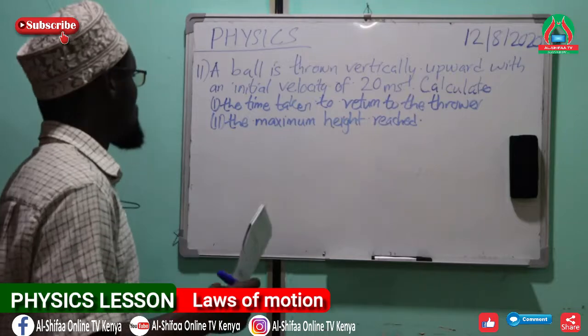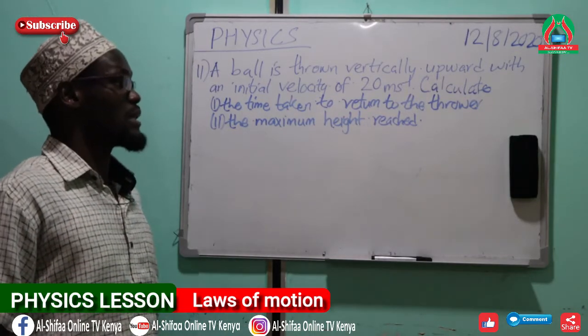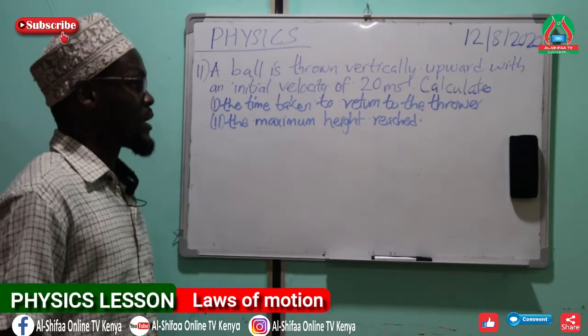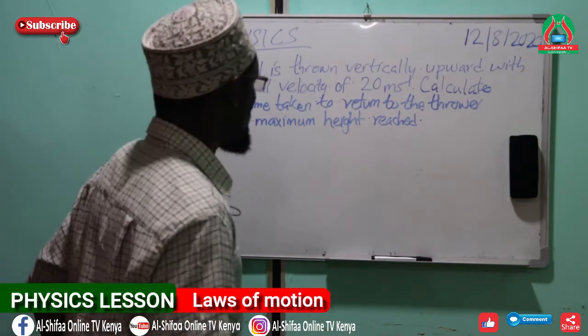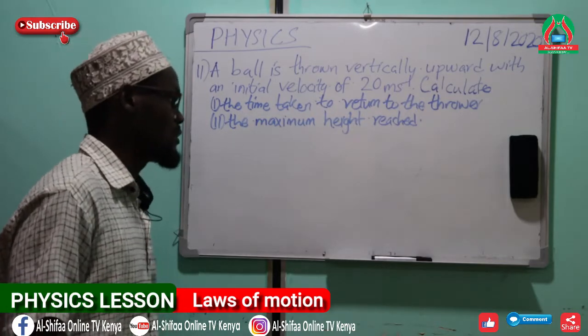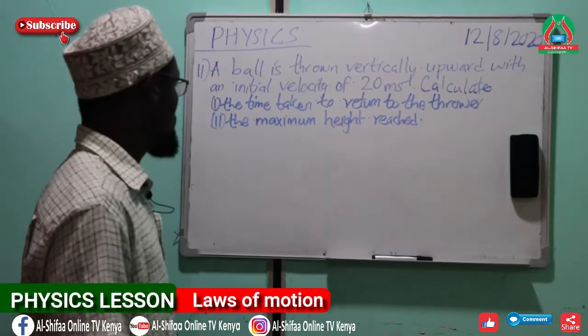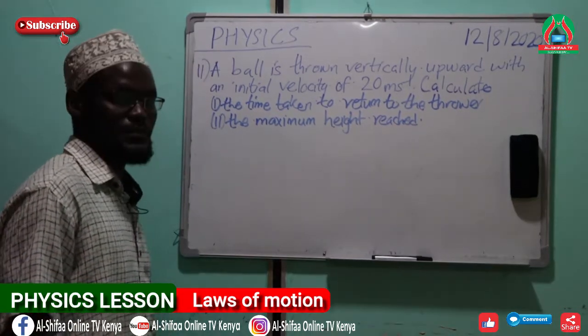The second question was, a ball is thrown vertically upward with an initial velocity of 20 meters per second. Calculate the time taken to return to the thrower, and second, the maximum height.